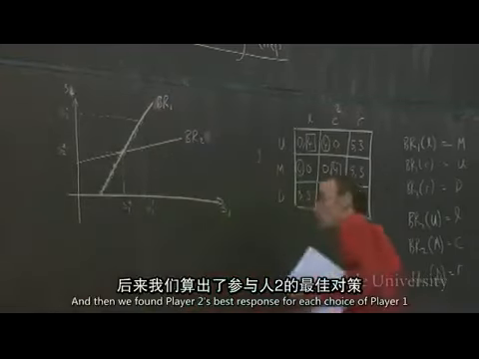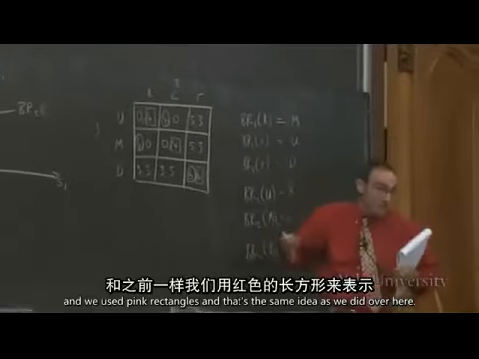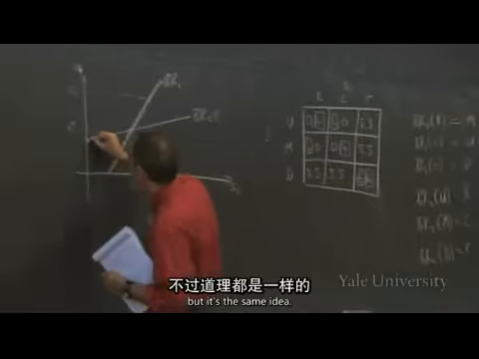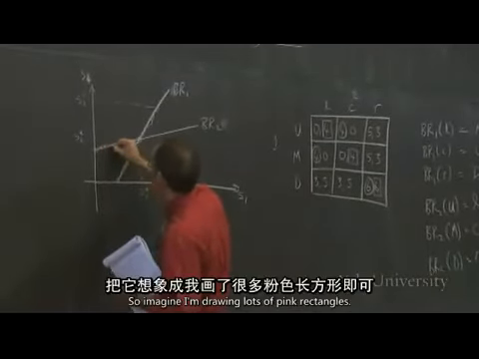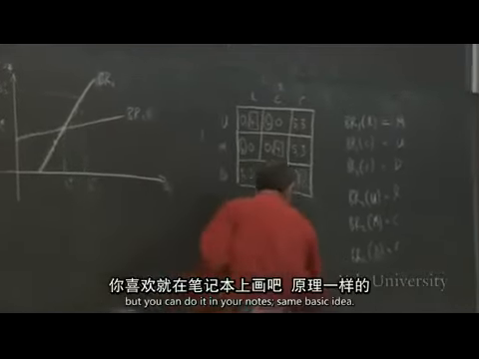And then we found player 2's best response for each choice of player 1, and we used pink rectangles, and that's the same idea as we did over here. Here we did it in a continuum strategy using calculus, but it's the same idea. So imagine I'm drawing lots of pink rectangles, and again, I'm not going to do it, but you can do it in your notes, okay? All right, same basic idea.